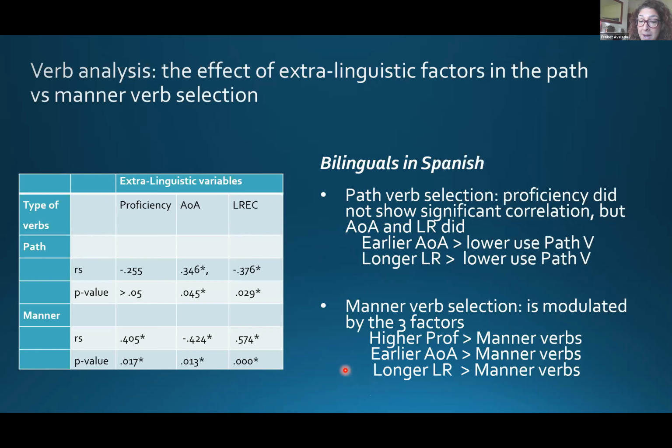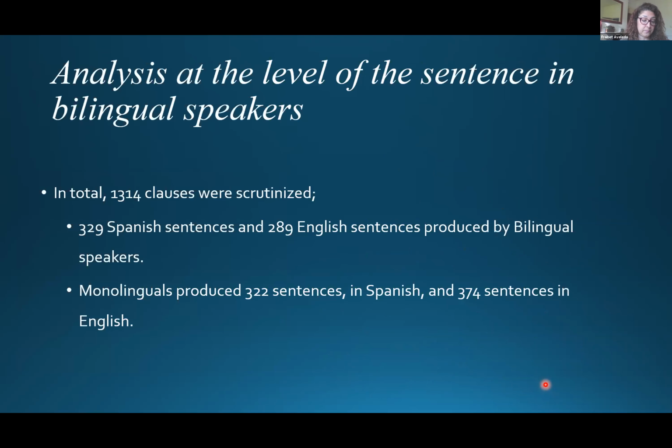And in relation to manner, we observed again that in Spanish, those who had higher proficiency produced more manner verbs. Those who had earlier age of acquisition produced more manner verbs, and those who had a longer time of residency also produced more manner verbs.